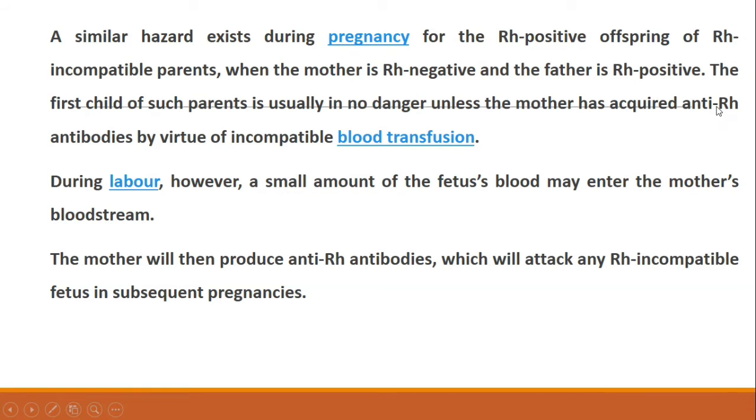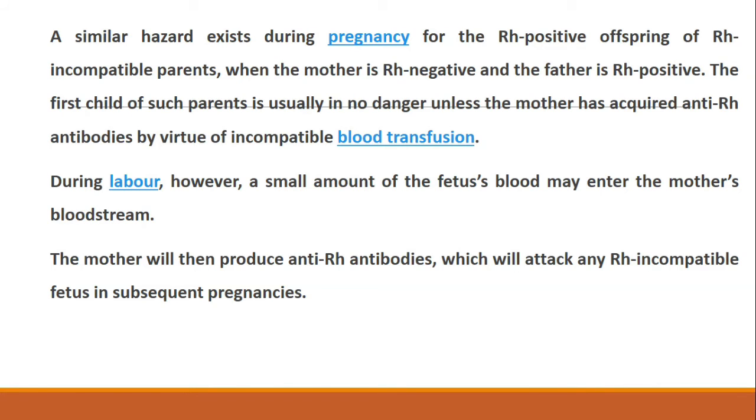This is called HDN, hemolytic disease of newborn. Okay. In this case, in the first pregnancy, the mother is Rh negative, while the baby is Rh positive, as the father is Rh positive.